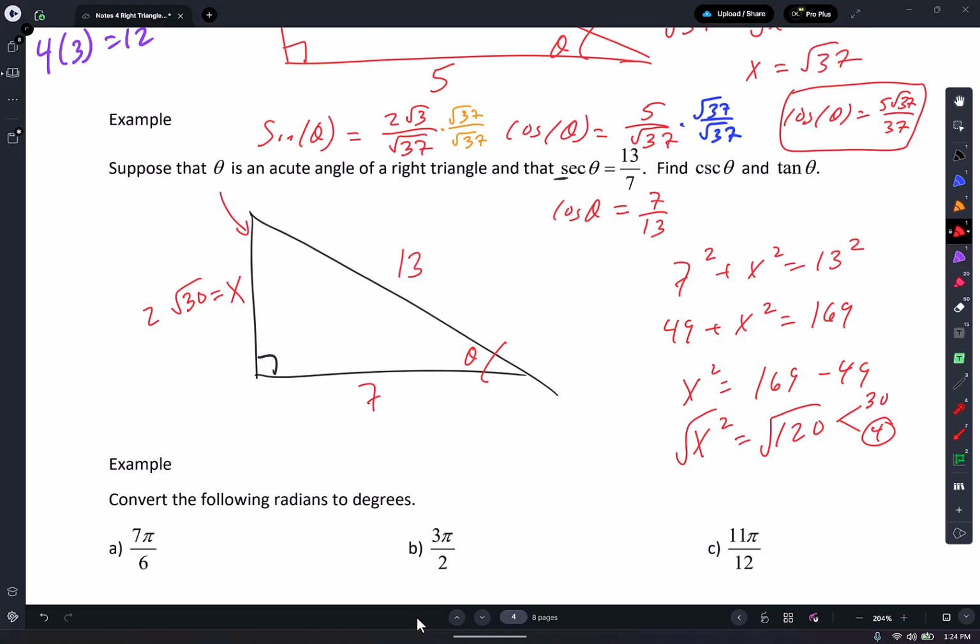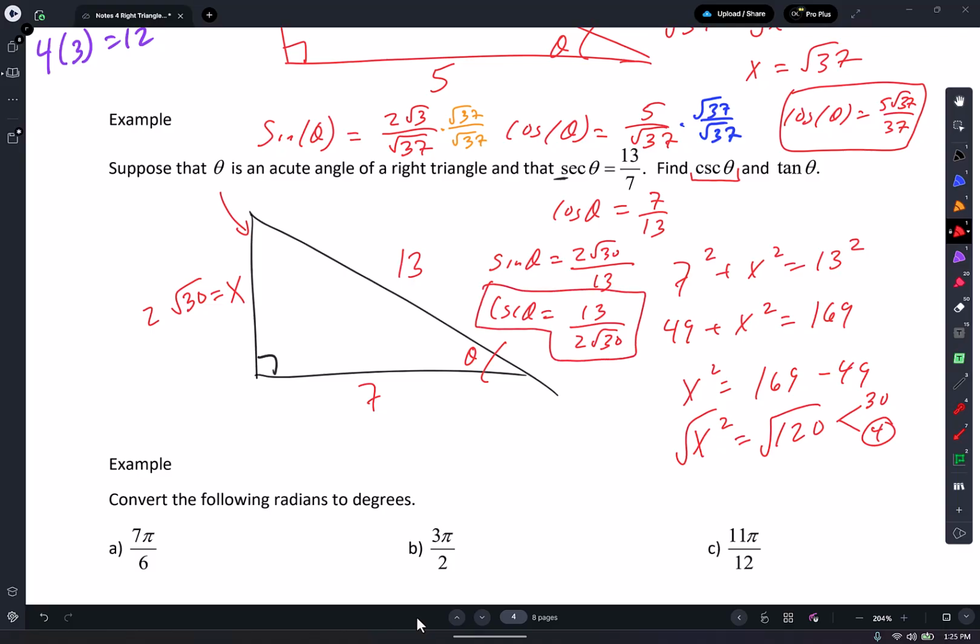Now we are ready. They want cosecant theta. Cosecant is the reciprocal of sine, so I'm going to write sine first. Sine theta is 2 square root of 30 over 13. So cosecant is 13 over 2 square root of 30. In a little bit, we'll fix it unless they... okay, we don't have to. We can leave it alone right there.